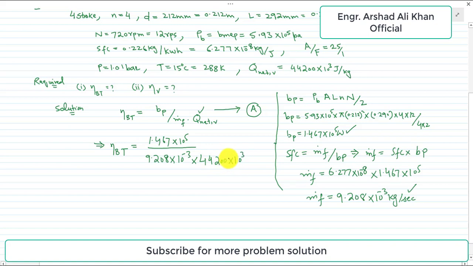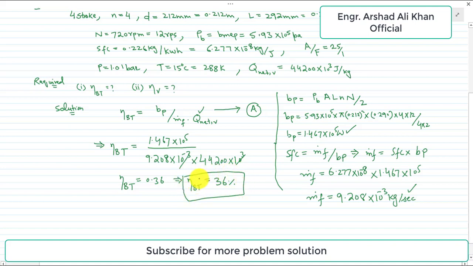So when we simplify this, we get the value of brake thermal efficiency, and it is equal to 0.36, or in percentage it is 36%. So this is the required value of brake thermal efficiency.